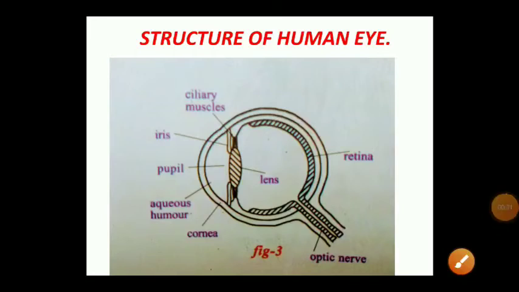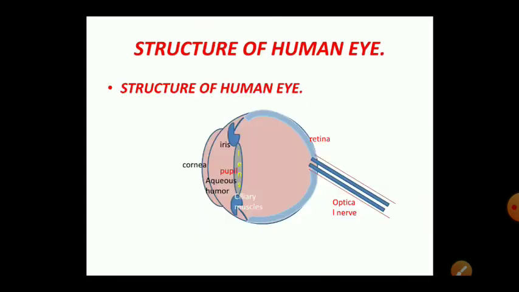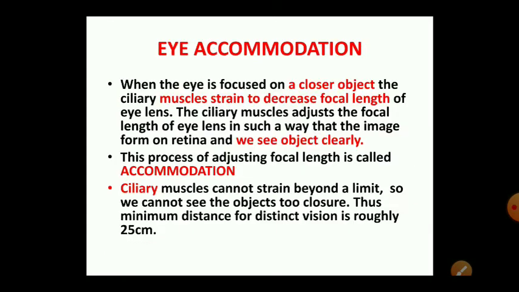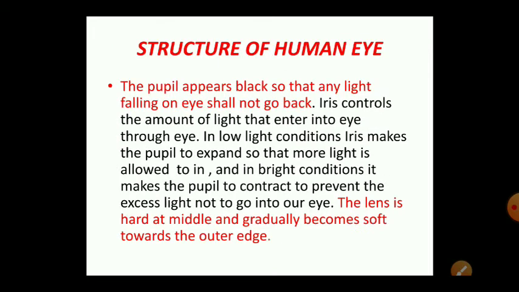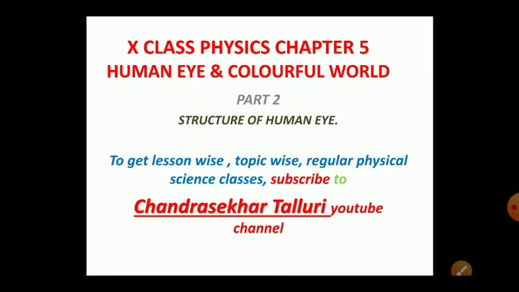In 10th class physics, chapter 5, we are discussing the structure of human eye. You can see the picture of it. Now, let us discuss it and make the notes of it. Already we have discussed it very clearly. The structure of human eye.